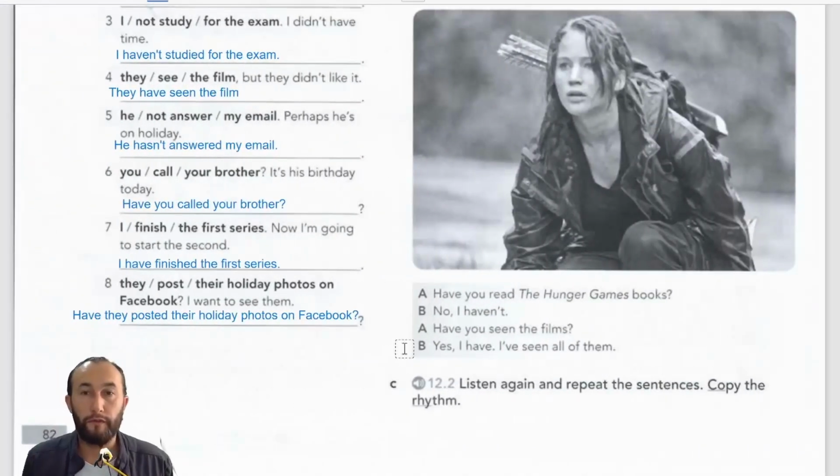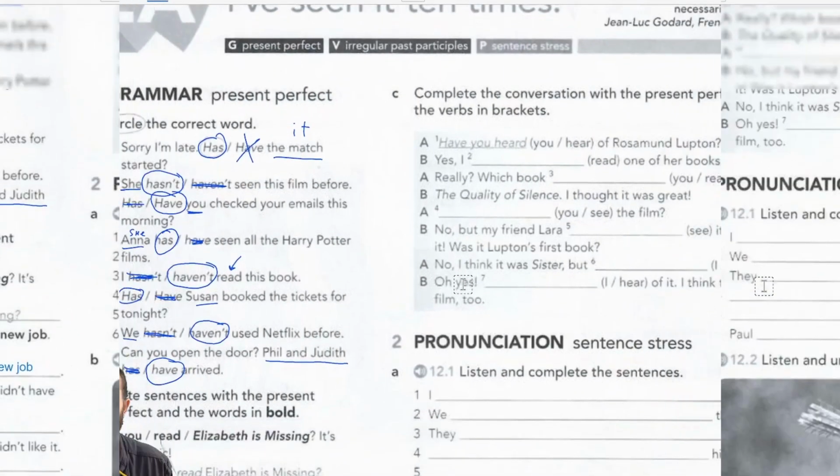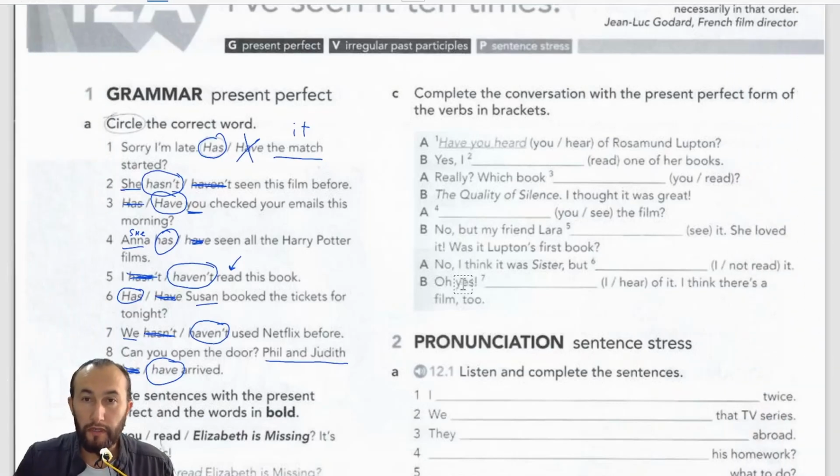Okay, so we're going to move to the next exercise now. Exercise C. Complete the conversation with the present perfect form of the verbs in brackets. All right, so we've got verbs here, as you can see in brackets, guys. Read, for example, and then read and so on. So the first one is done. Have you heard? Like you and hear, they're changing to have you heard.